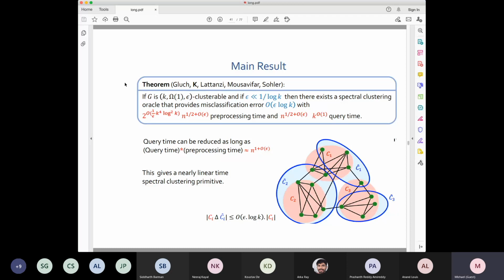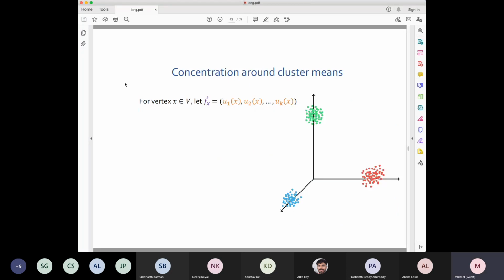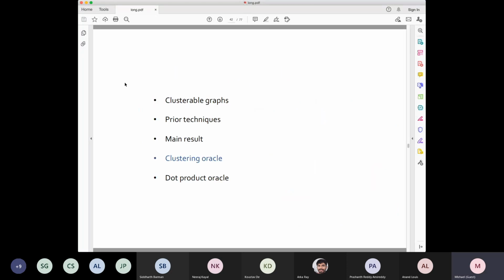Great. So in the remaining time, I will say a few words about the actual techniques. And I will do this in the opposite order. So I will first assume the ability to compute dot products in the embedded space up to appropriate error in sublinear time, so in n to the 1/2 plus order epsilon, very quickly. And I will talk about how this implies a good clustering algorithm. And then I'll say a few words about the construction of the actual dot product oracle.